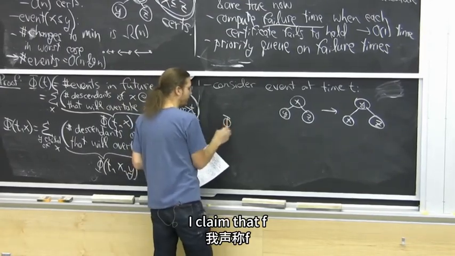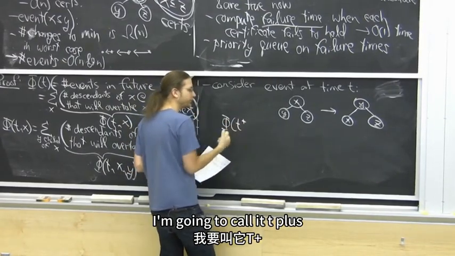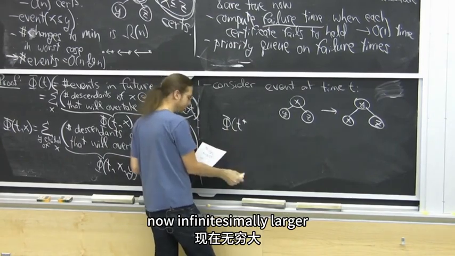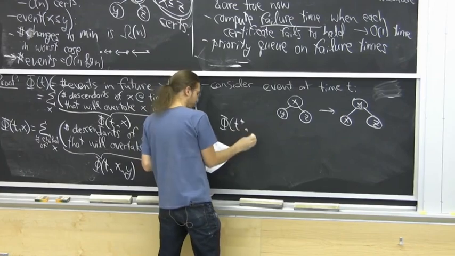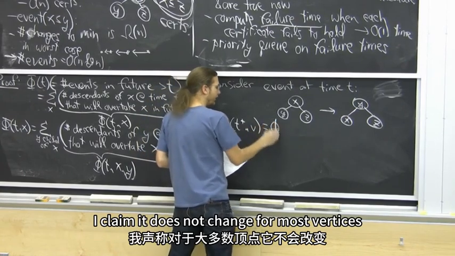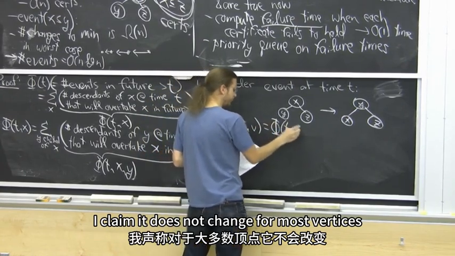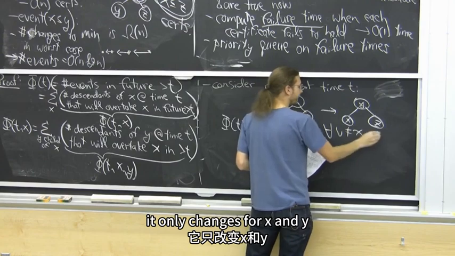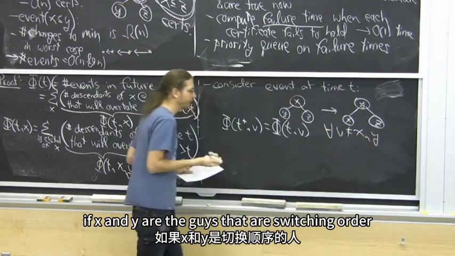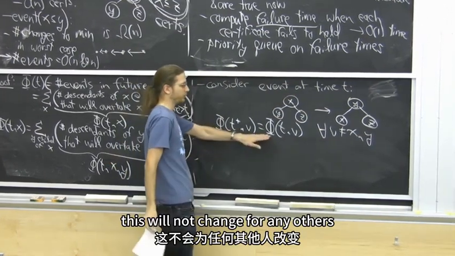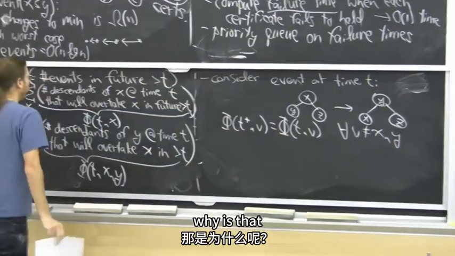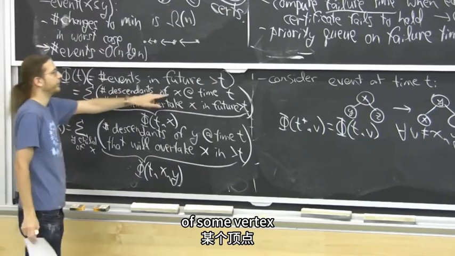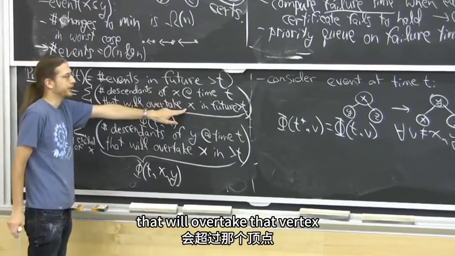I claim that phi of t plus, which is the moment right after now, infinitesimally larger, does not change for most vertices. It only changes for x and y. If x and y are the ones switching order, this will not change for any others. Why is that? Because we're looking at the number of descendants of some vertex that will overtake that vertex.